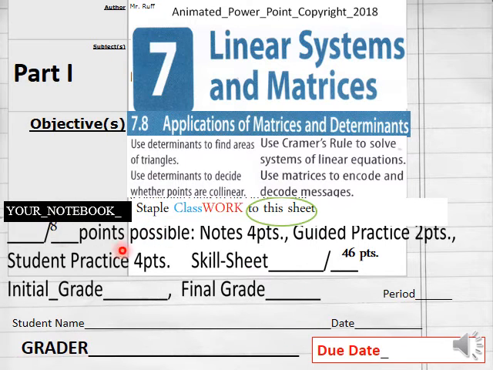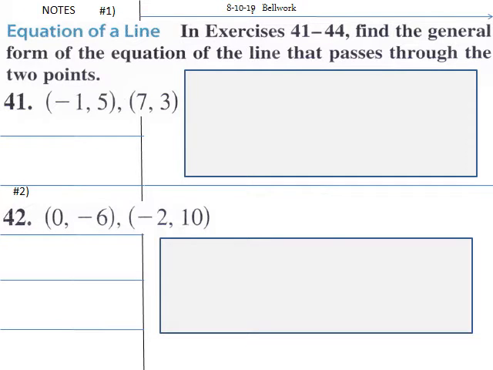Okay, so 7.8 applications of matrices and determinants, part 1 here. You've got 8 points here that'll go into your notebook, either a notebook guide or into your notebook. And then 46 points here will go on your classwork sheet. If you need classwork sheets, email me for those. Students, put your name and date. If you're in my classroom, put your period here as well. And today's bell work.